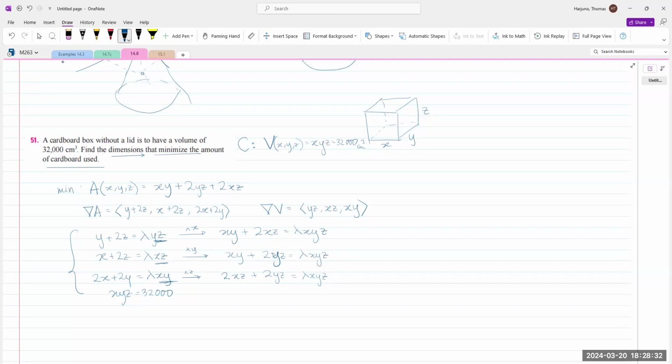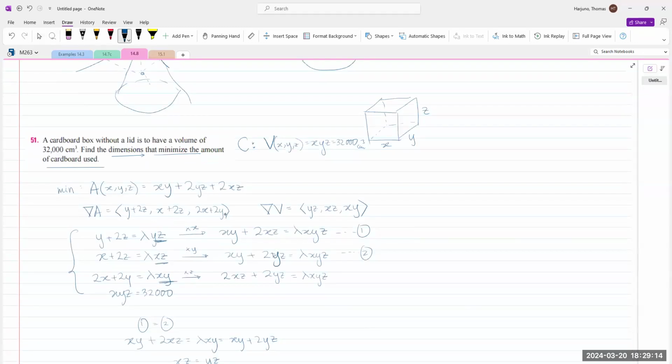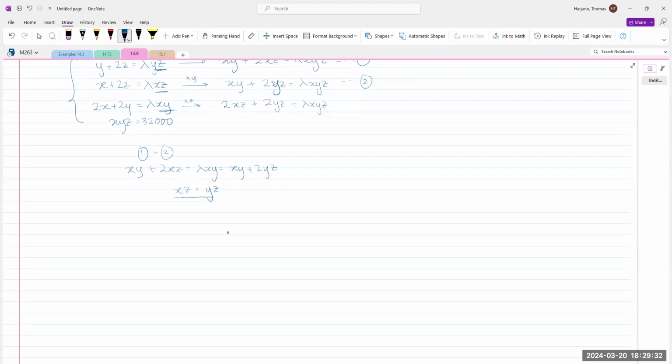Now, all of a sudden, they are equal to each other. So from here, let's say equation 1, I set that equal to equation 2. I get xy plus 2xz equals lambda xyz, which equals xy plus 2yz. That makes us have xz equals yz. Now, of course, z cannot be 0. From here we see that x, y, z all have to be strictly positive, cannot be negative. Come on, that's a volume, so the dimension cannot be negative, and cannot even be 0. Because we know z cannot be 0, we can safely divide by z, and we get x equals y.